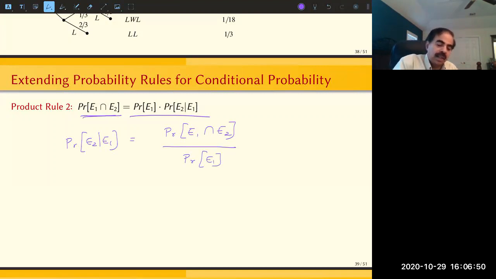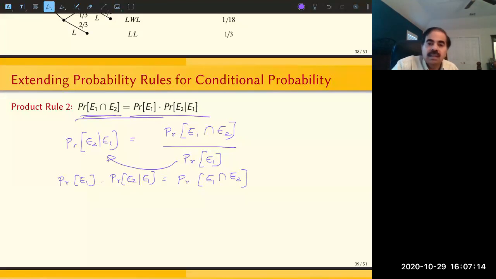So now if we take this over here, then we have the probability of E1 multiplied by the probability of E2 given E1 equals the probability of E1 intersection E2, right? So this rule is simply a different way of stating the definition of conditional probability. Again, you'll find that all these rules that we talk about in probability are so straightforward from the definition.